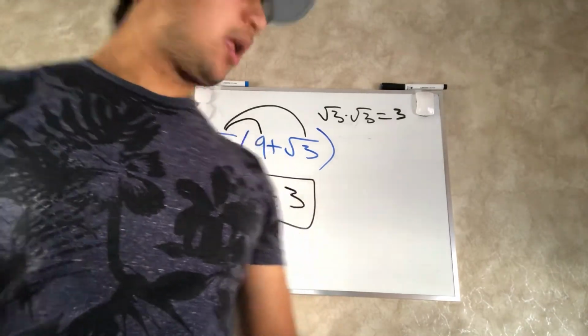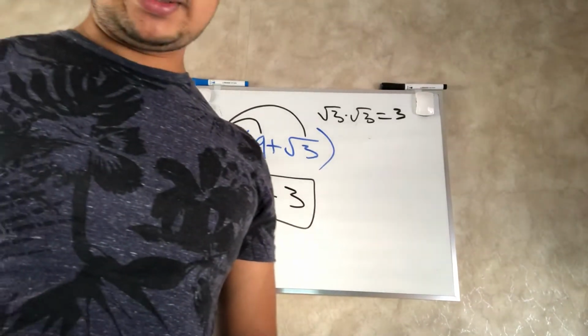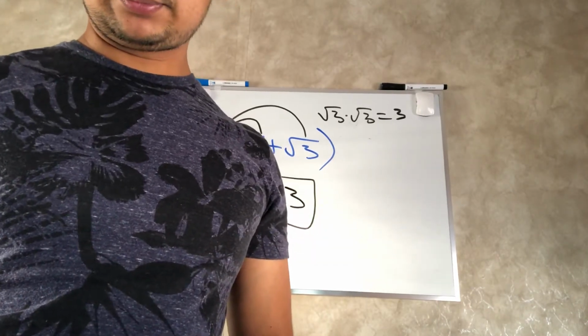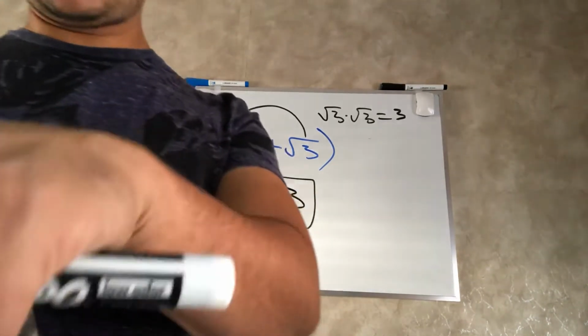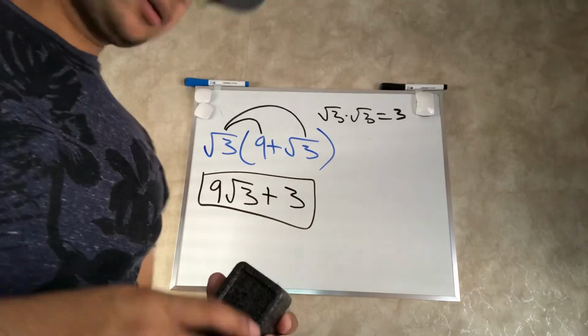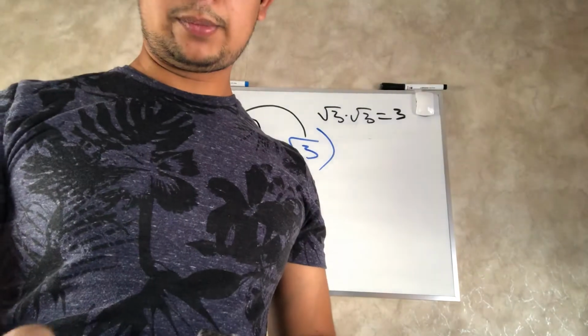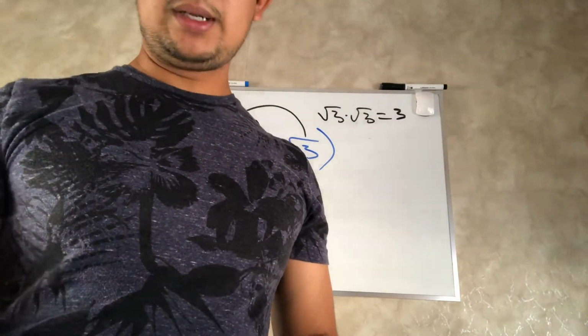Let me type it in. So I have 9 square root of 3 plus 3. There you go.